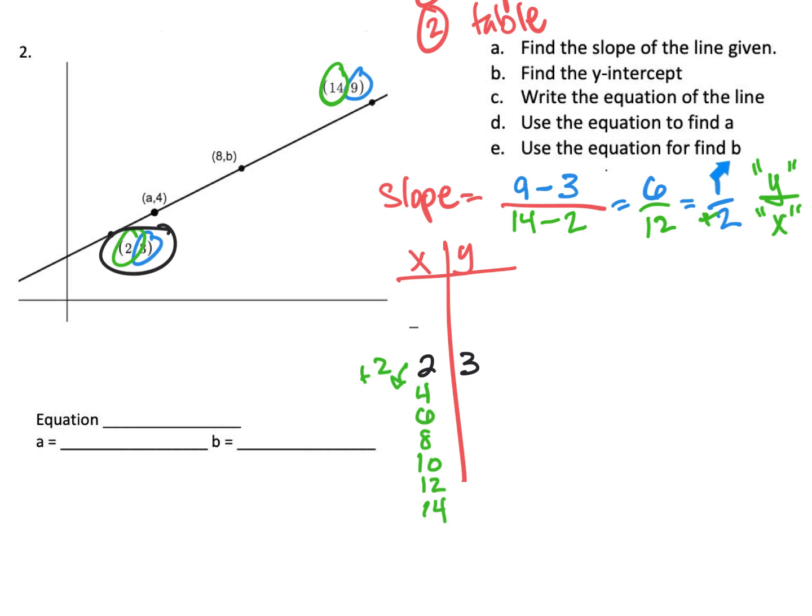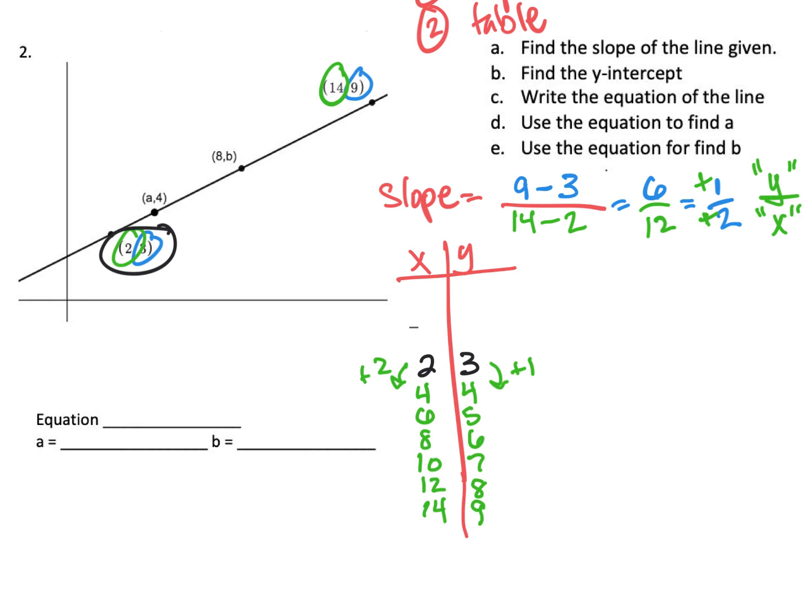And then we're going to go back to our slope. Our y's change by 1. So we're going to add 1 going down. So 3 plus 1 is 4. 4 plus 1 is 5. 5 plus 1 is 6. 6 plus 1 is 7. 7 plus 1 is 8. 8 plus 1 is 9.